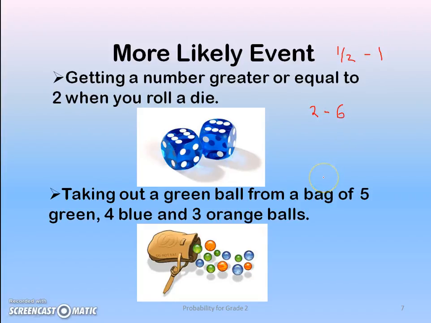Alright. The next one is that from the same bag of 5 green, 4 blue and 3 orange balls, what is the probability that you take out a green ball? Since most of the balls are green, there is a very high chance that you take out a green ball. So it's a more likely event.